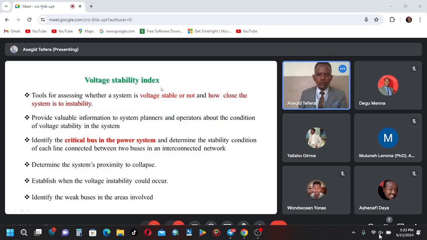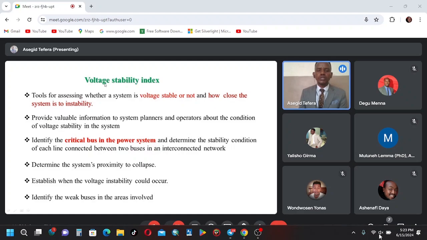Also, to select or plan improvements of our reactive power and voltage regulation, first of all we need to know the voltage stability index on each feeder. Those voltage indexes show the system stability of the voltage on each feeder. Voltage stability is a tool for assessing whether the system voltage is stable or not, and how close the system is to instability.